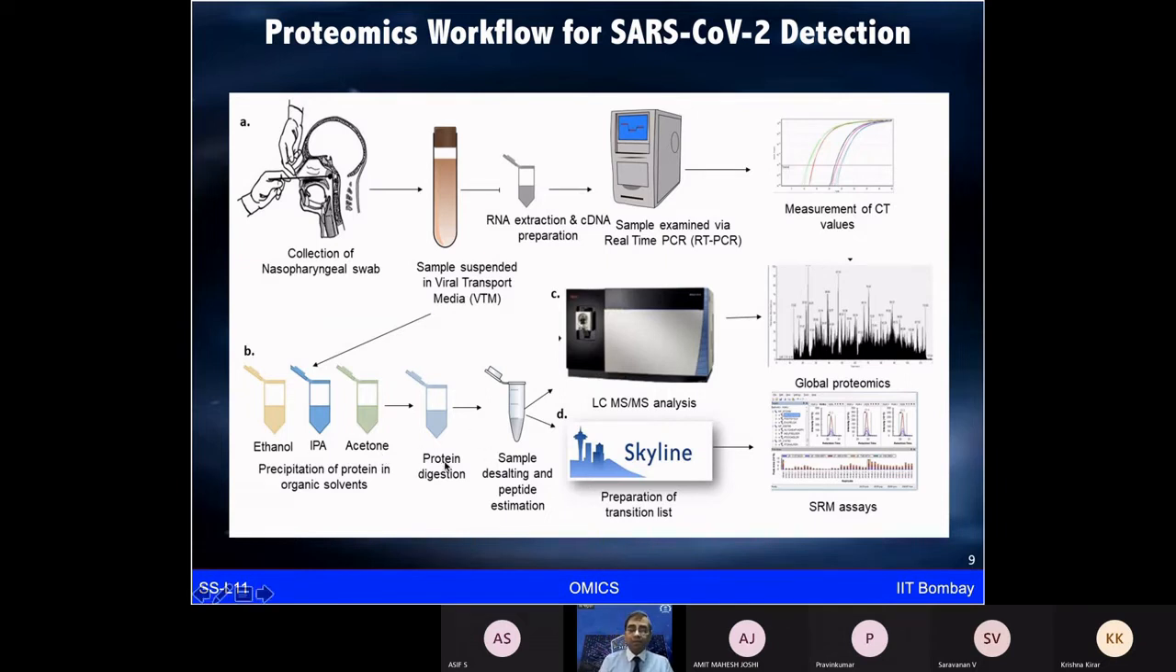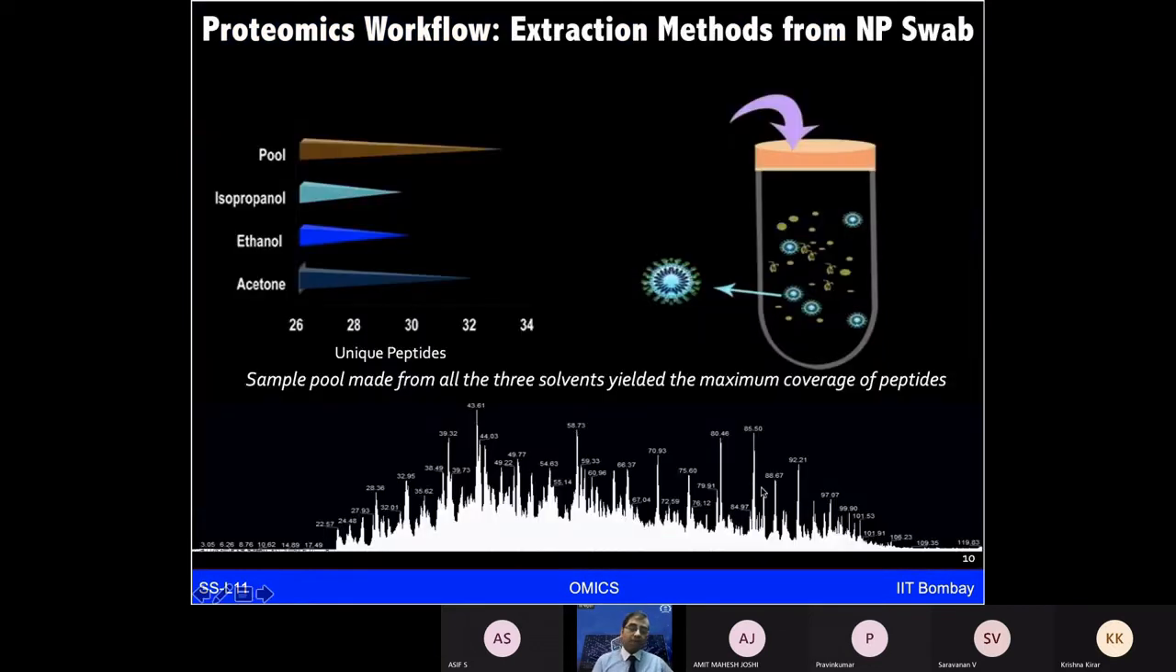We digested the protein using trypsin enzyme, which we talked about in the workflows. We cleaned up the salt, then estimated the quantity of the peptides, and analyzed them using an LC-MS based approach on the Orbitrap Fusion, along with software like Skyline. Then we looked at which human proteins are present in that nasal sample and which viral peptides and proteins are present. So these were our objectives to investigate.